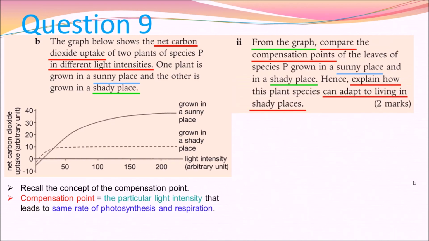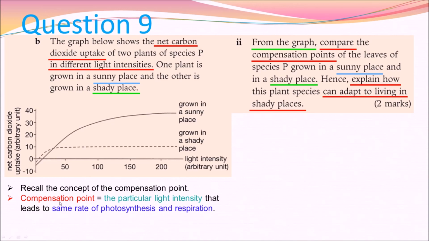And then for B2, we are going to compare the compensation points of these two types of leaves. Okay? So we can compare this curve and this curve. That's the first part of the question. And then the second part is to explain how this plant species can adapt to live in a shady place.